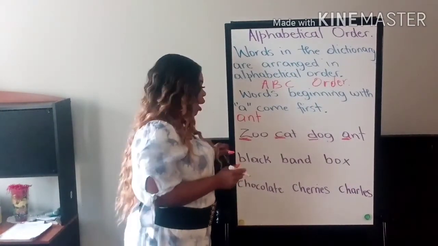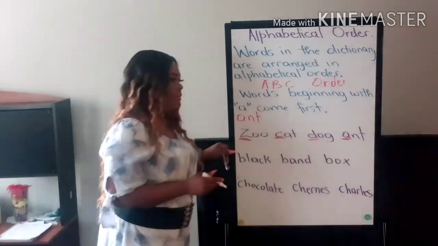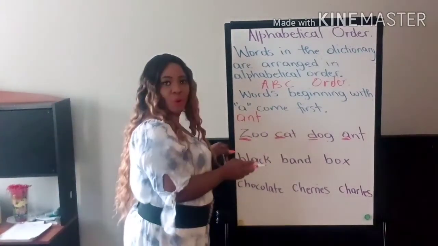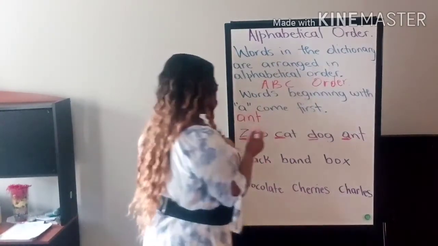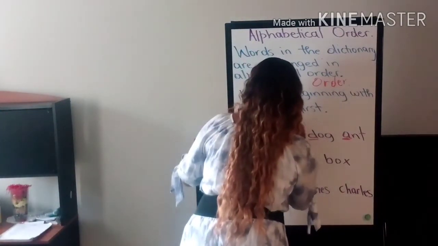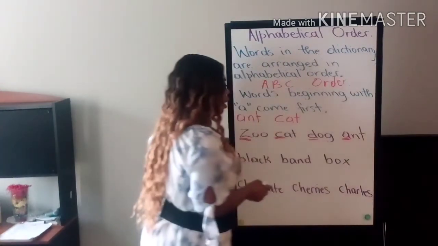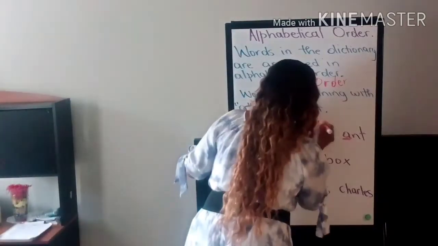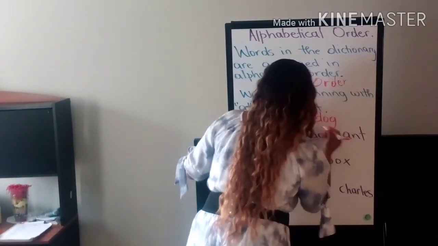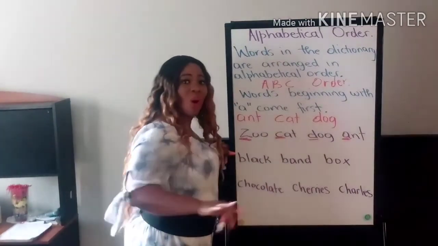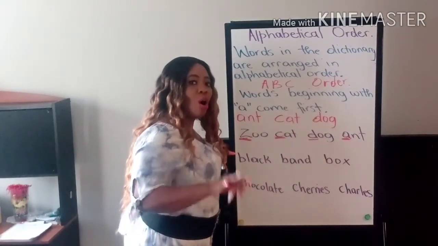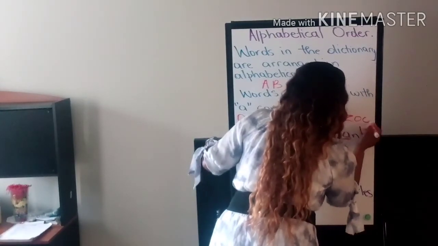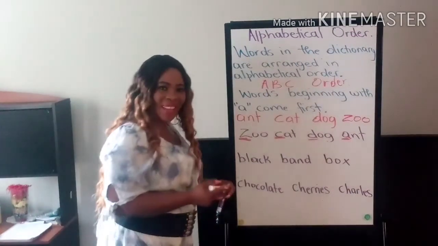Now, which one would come next in the alphabet? Is it C or is it D? And of course, it is C, right? So you would have cat be next. Naturally, dog would be next, right? Good. And Z is all the way at the back, the last letter of the alphabet. So then you would have zoo. See how lovely that is?